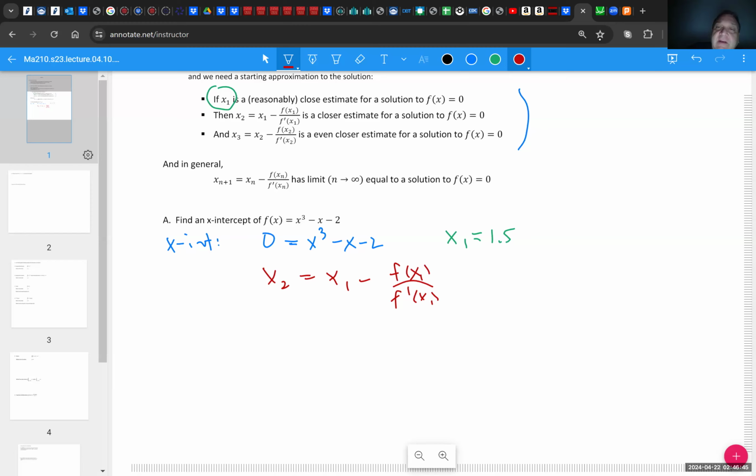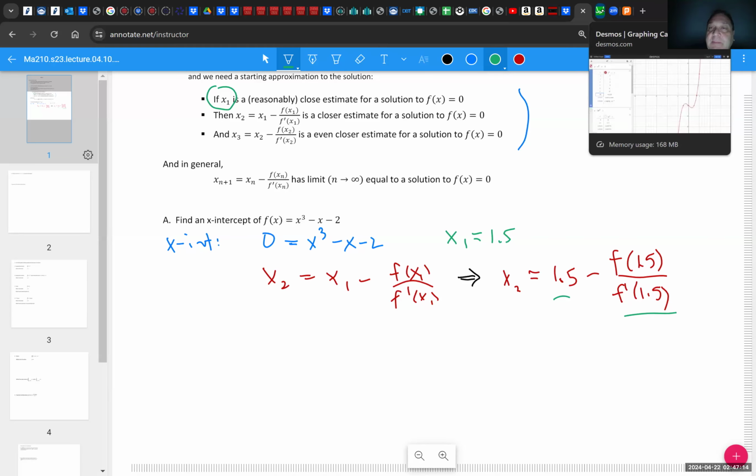So we just plug in the numbers. If we plug in the numbers, we get x2, that's our new closer estimate, is equal to our x1 guess minus the value of the function divided by the value of the derivative, evaluated at, of course, our 1.5 guess. So I need to do some math. I need to do 1.5 and then minus this fraction. And I prepared this ahead of time, so you don't have to go through all the steps. But this is the tedious part where you plug stuff in.